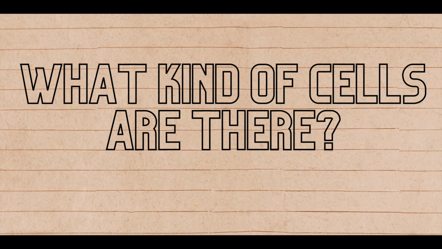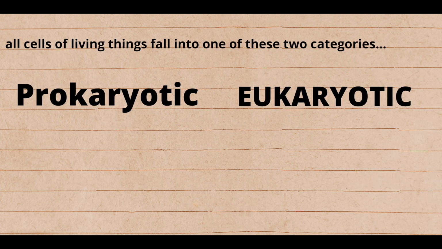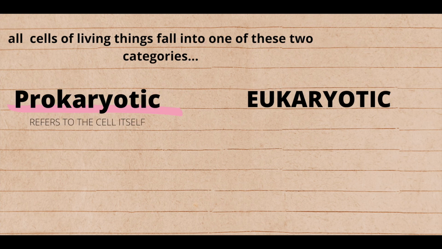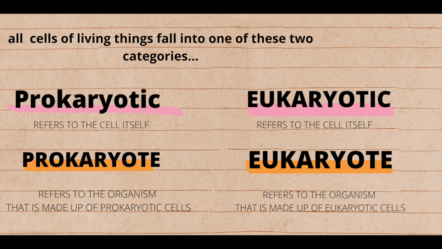So now what kind of cells are there? Well, all cells of living things fall into one of these 2 categories. Either the cells are prokaryotic cells or eukaryotic cells. When we say prokaryotic, we're referring to the cell itself or the type of cell itself. When we say prokaryote, this is referring to the organism that is made up of prokaryotic cells. When we say eukaryotic, this refers to the cell itself. And when we say eukaryote, this is referring to the organism that is made out of eukaryotic cells.